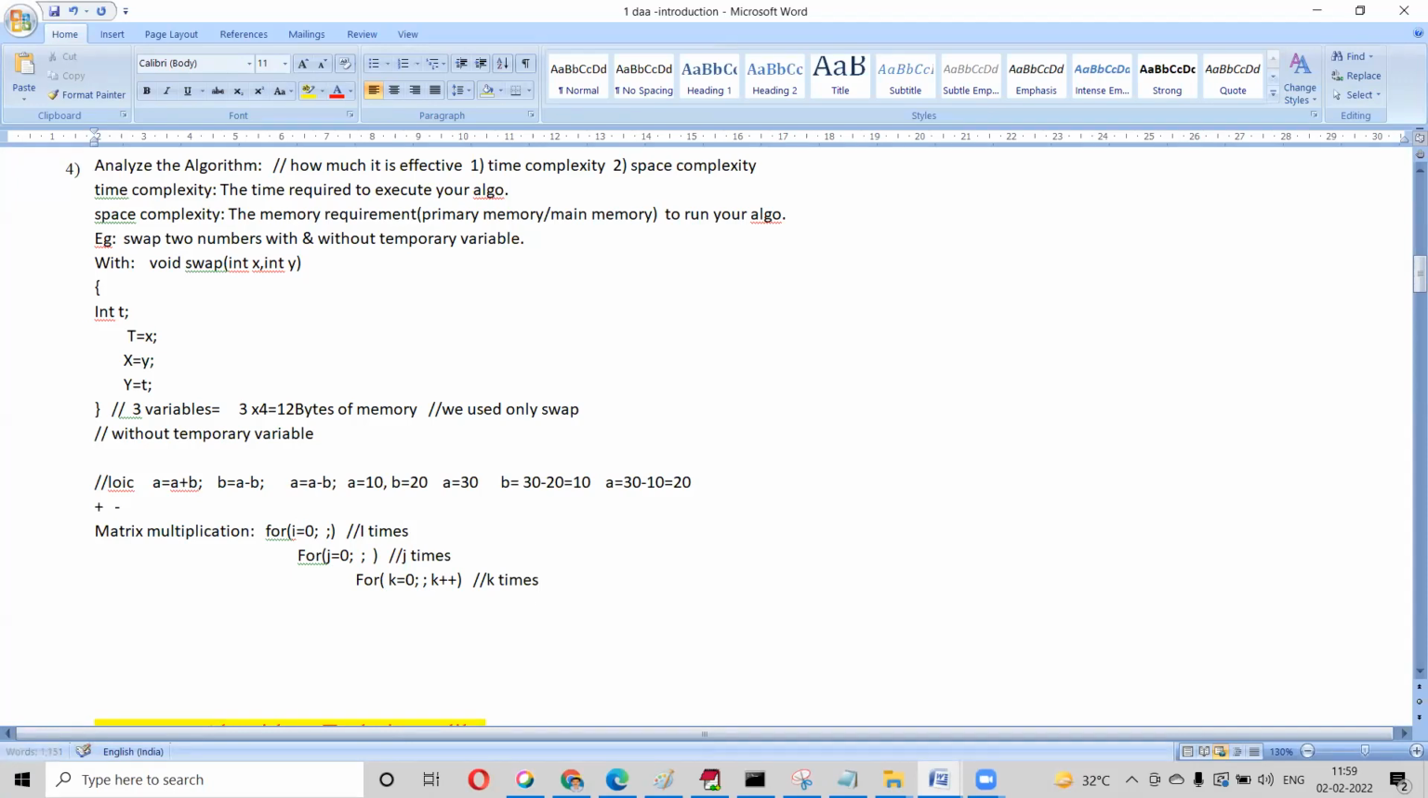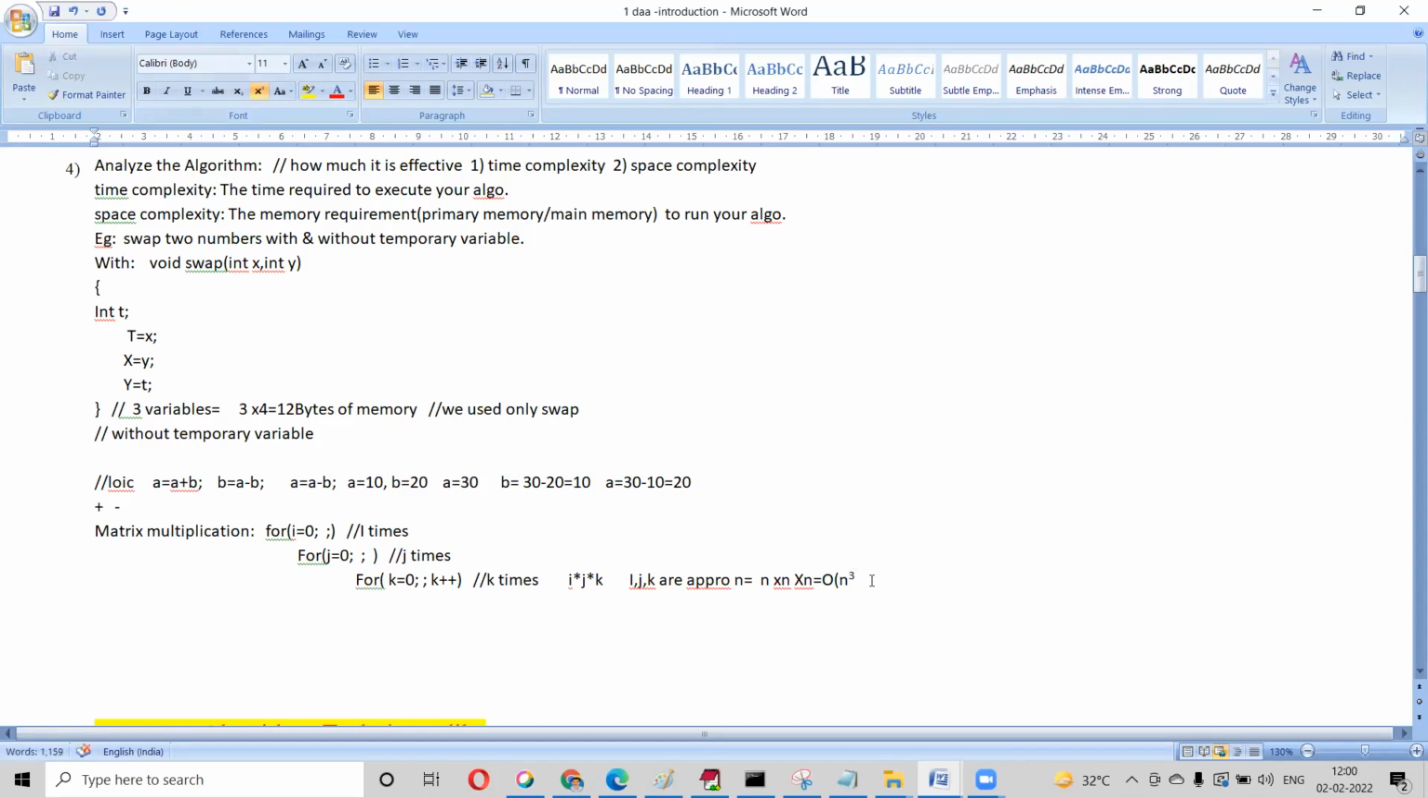Then the total repetition is i into j into k. So this many repetitions it will take. If i, j, and k are approximately equal to n, then our time complexity becomes n into n into n, that is n cube. How we can write the order of magnitude: big O of n cube.